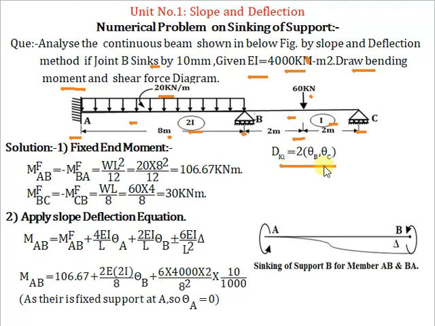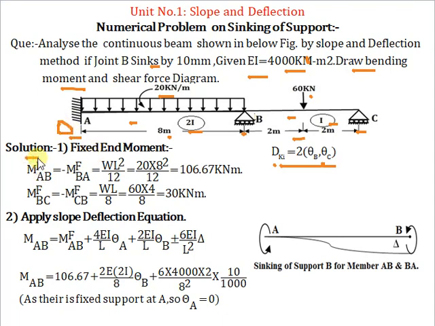First, let us find out the degree of kinematic indeterminacy. At a roller or hinge support, there is rotation. So, theta B and theta C are the 2 degrees of freedom here. So, DKI or degree of freedom is 2. At a fixed support, there is 0 degree of freedom.